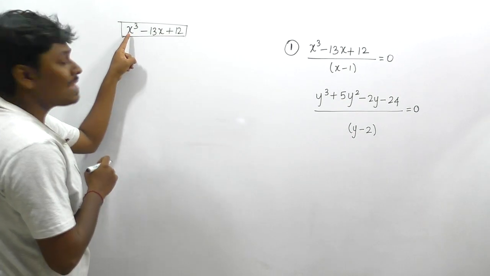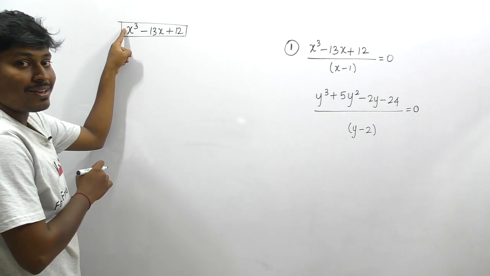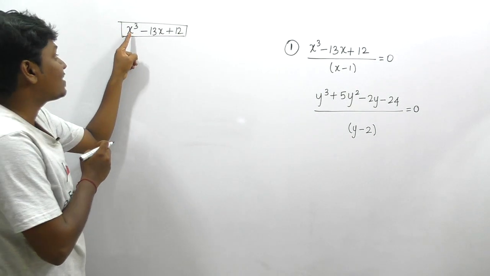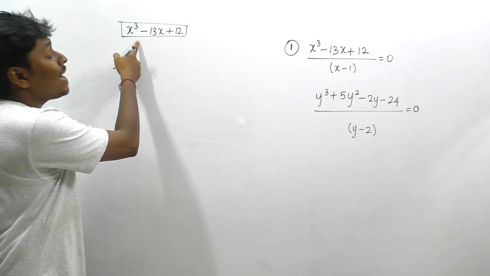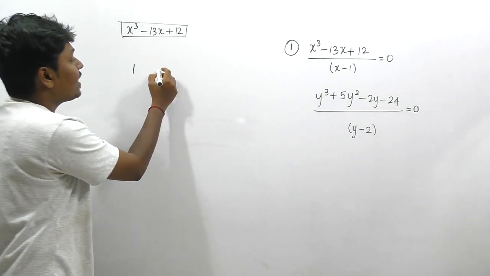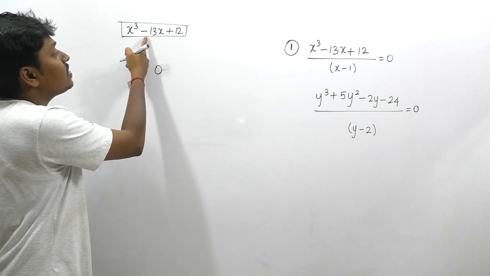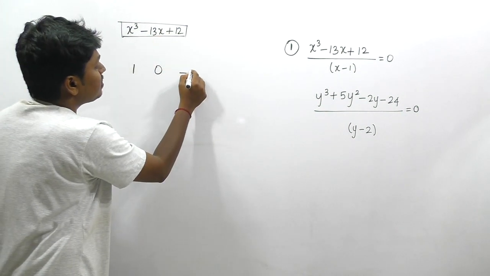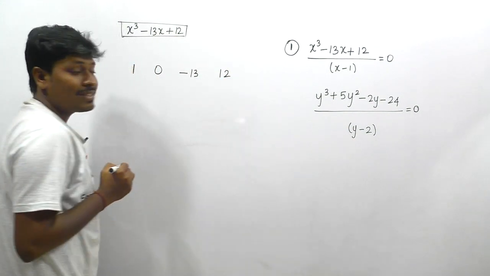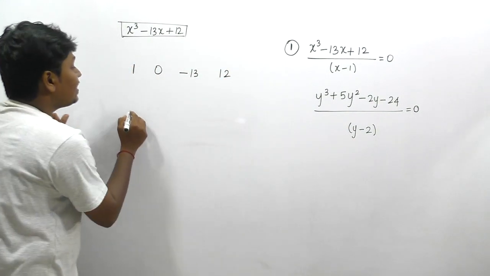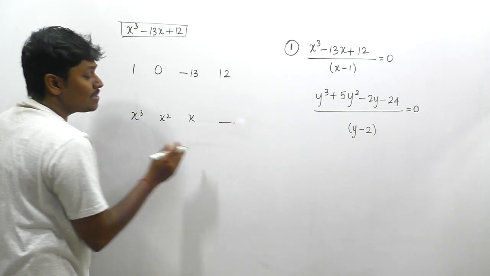Friends, here it starts at x cube. Coefficient of x cube, that is 1. Can you understand, friends? So I can write 1 here. There is no x square term, so I can say that it is 0. And there is an x term, whose coefficient is minus 13, so minus 13, and the last constant will be 12. Friends, can you understand, right? Always write the equation as x cube, x square, x and constant. This is the format, right?